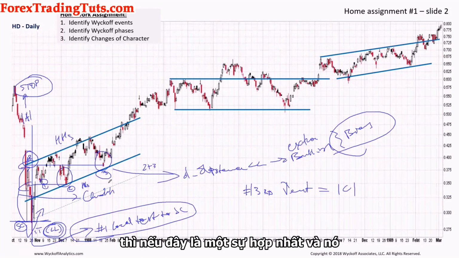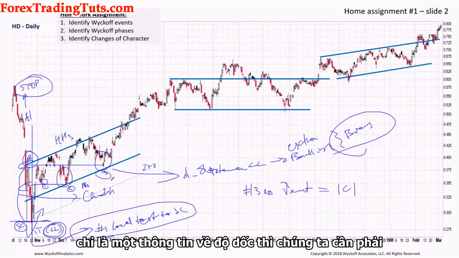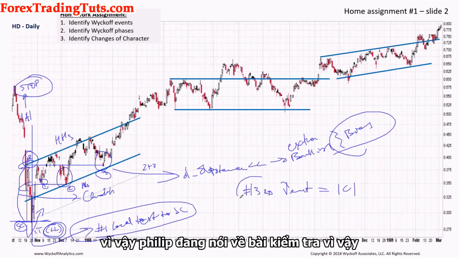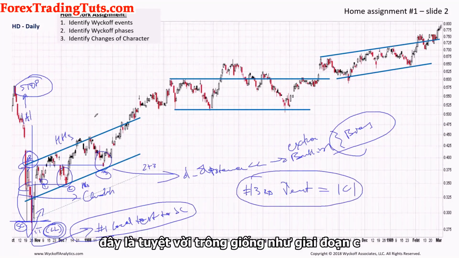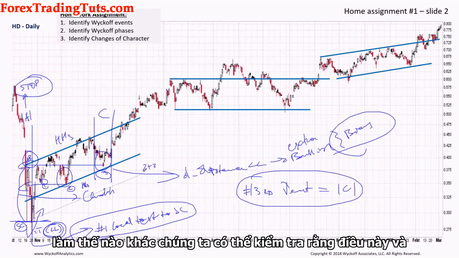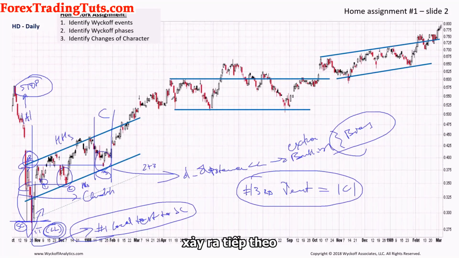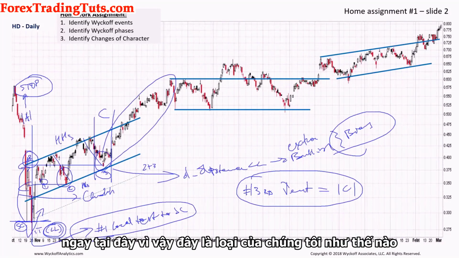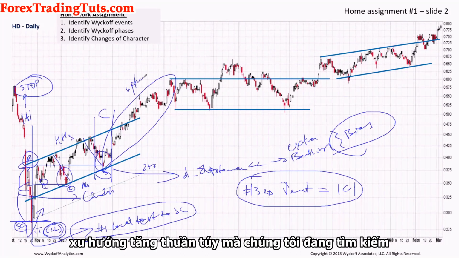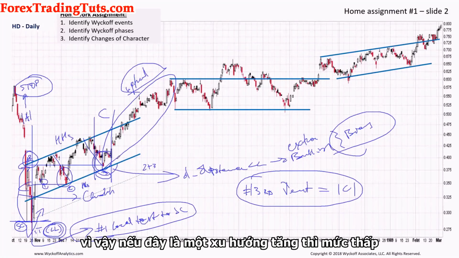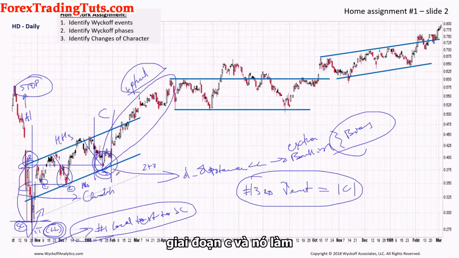Then if this is a consolidation and it's just upslope information, then we need to identify phase C. So Philip is talking about the test, so this is great. Looks like phase C. How else could we check and confirm that this is phase C? Well, what happens next? Where is the actual uptrend that doesn't have the same type of reactions as in the trading range? It's in this area right here. So here is our pure uptrend that we were looking for. So if this is an uptrend, then the low that precedes that uptrend should be phase C. And it does. Yeah. So that's great.